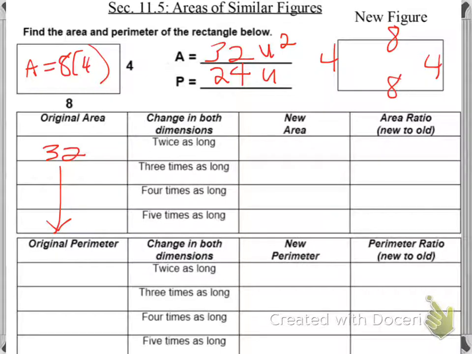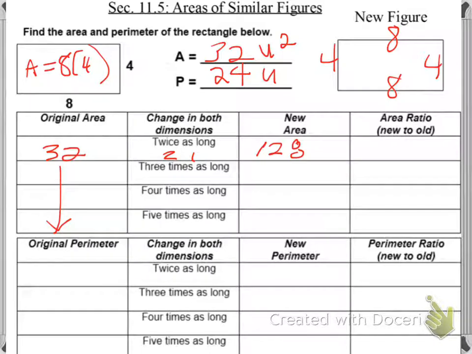If both dimensions change, and it's twice as long, I'm going to say that means my scale factor is 2, 2 to 1. I'm just doing this right now because it's going to help you later. If it's twice as long, your new area is going to be 128, because what you would do is 16 times 8, which would get you 128.